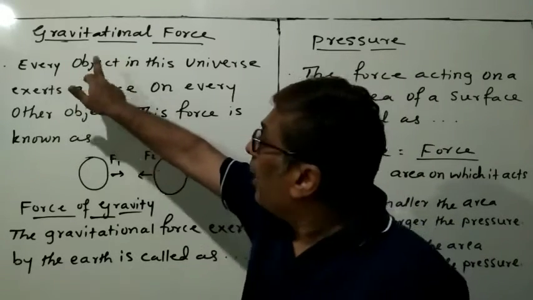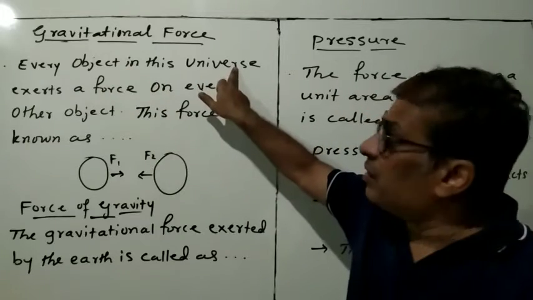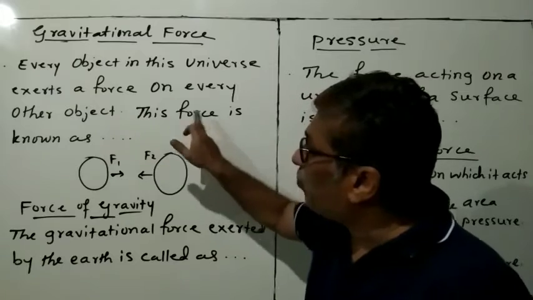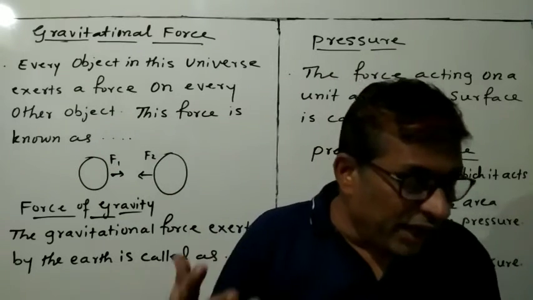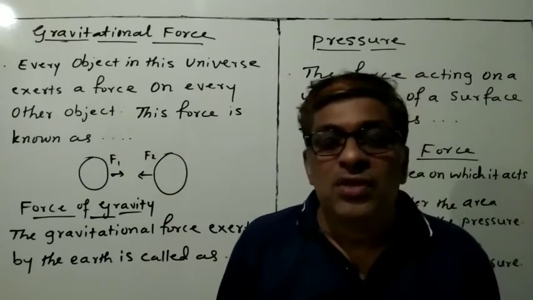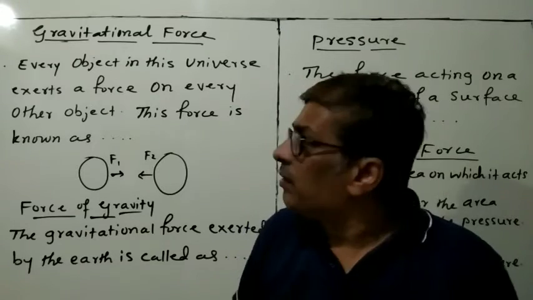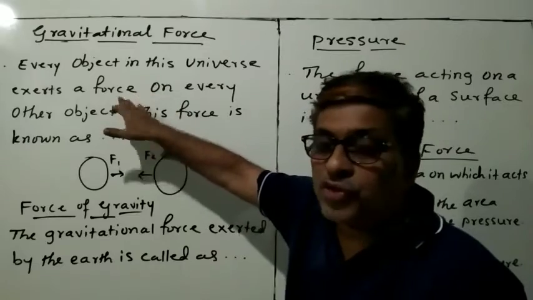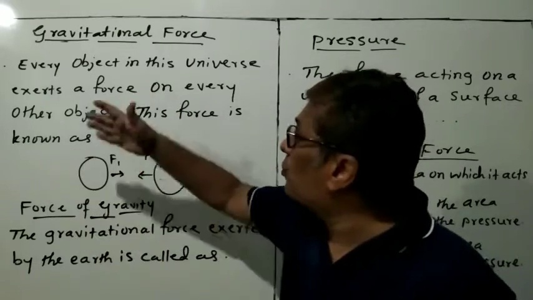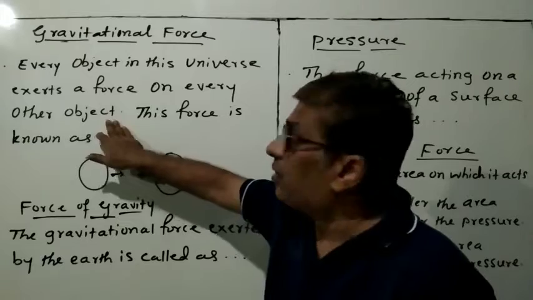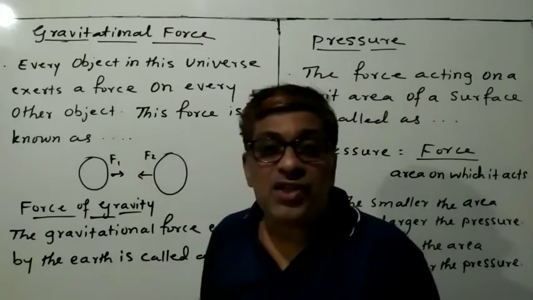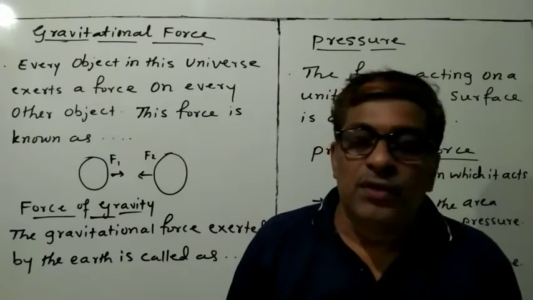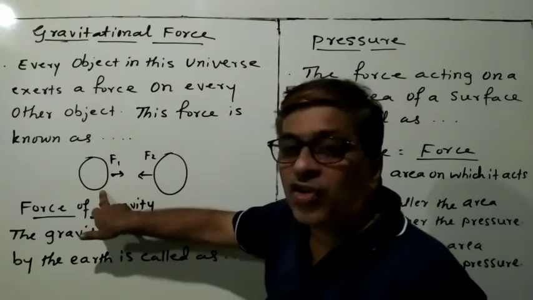So every object in this universe exerts a force on every other object. So this force is known as gravitational force. So what is gravitational force? Every object in this universe exerts a force. Exerts means creates a force on every other object. So this force is known as, what do you say? Gravitational force. See, for example, this is object 1.